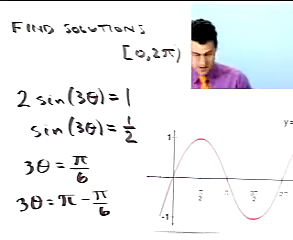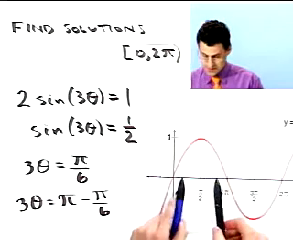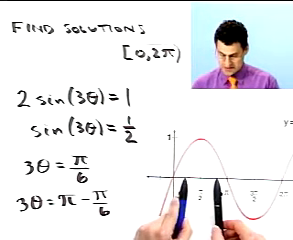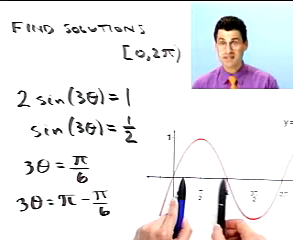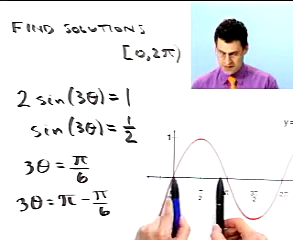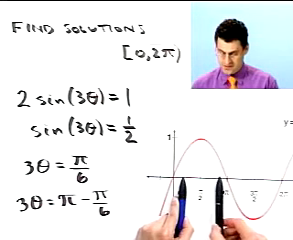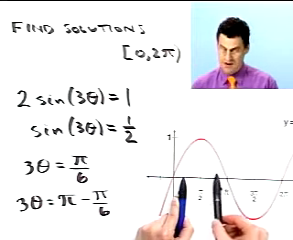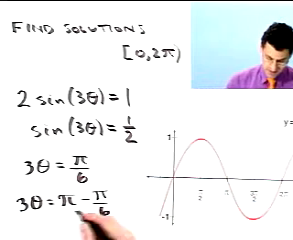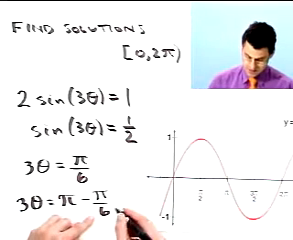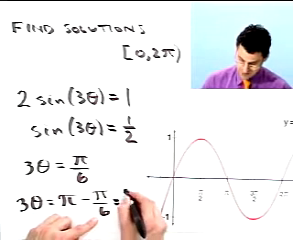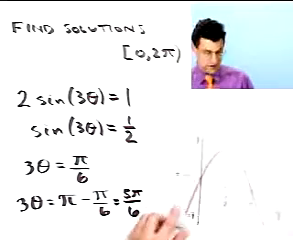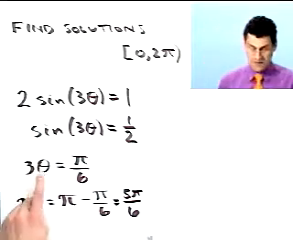Let me say that again. The idea is these 2 points, these 2 answers, are going to be symmetric. So whatever this distance is here, this distance must be the same. If this is pi over 6, this is pi over 6. So how do I find that exact value? Well, I take pi and subtract the pi over 6. So I see 6 pi over 6 minus 1 pi over 6. That's 5 pi over 6. Now, those aren't the answers because that's just what 3 theta equals.